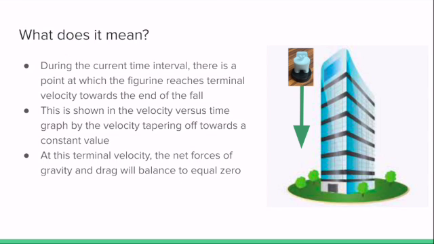So what does this mean? Well, during the current time interval, there is a point at which the figurine reaches terminal velocity towards the end of the fall. This is shown in the velocity versus time graph by the velocity tapering off towards a constant value. And at this terminal velocity, the net forces of gravity and drag will balance out to equal 0.